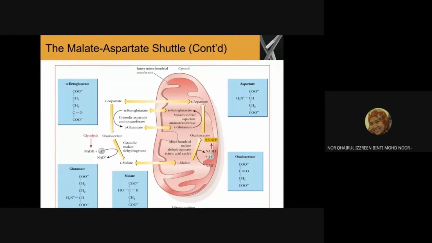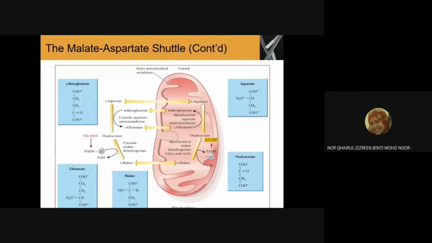When this aspartate crosses the membrane and moves to the cytosol, it is converted back via transamination to form oxaloacetate. So this is the cycle. The ones that move across are malate and aspartate. Can you see there? Malate and aspartate cross the inner mitochondrial membrane. There is oxaloacetate both in the cytosol as well as in the mitochondria.